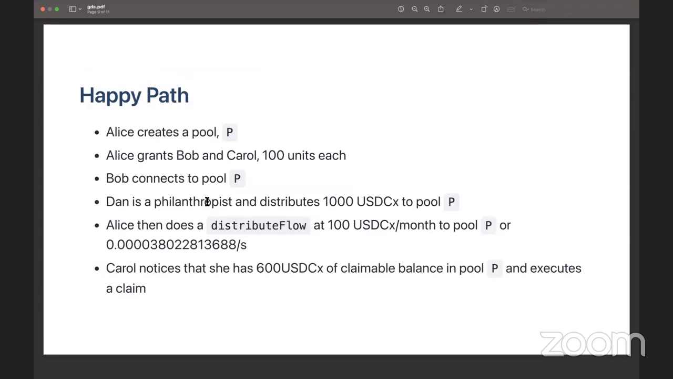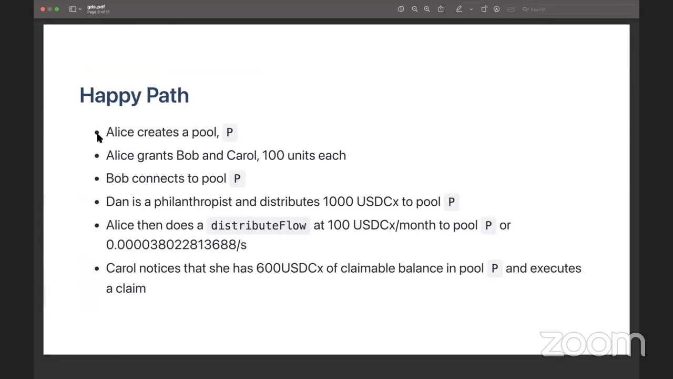Alice then does a distribute flow at 100 USDCX a month to pool P, or 0.blah blah blah per second. And Carol notices that she has 600 USDCX of claimable balance in pool P and then executes a claim. So this is a very basic happy path.